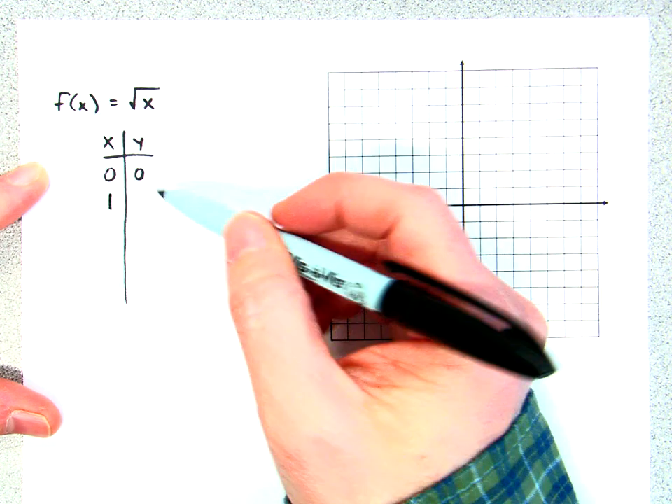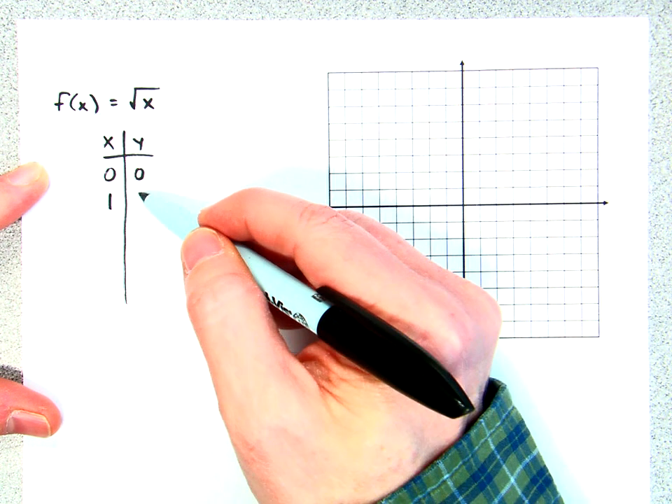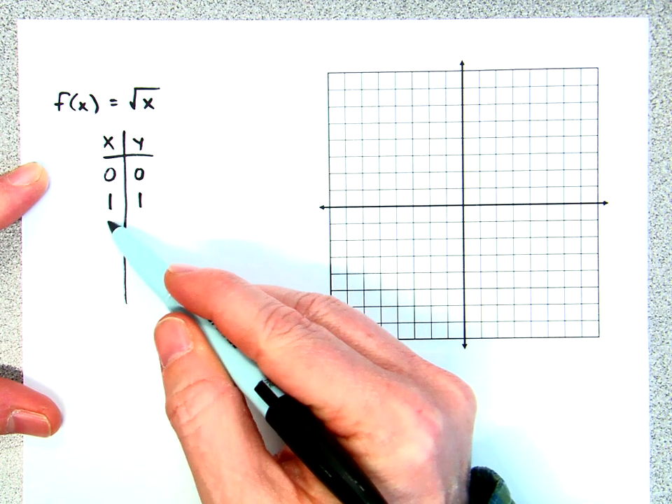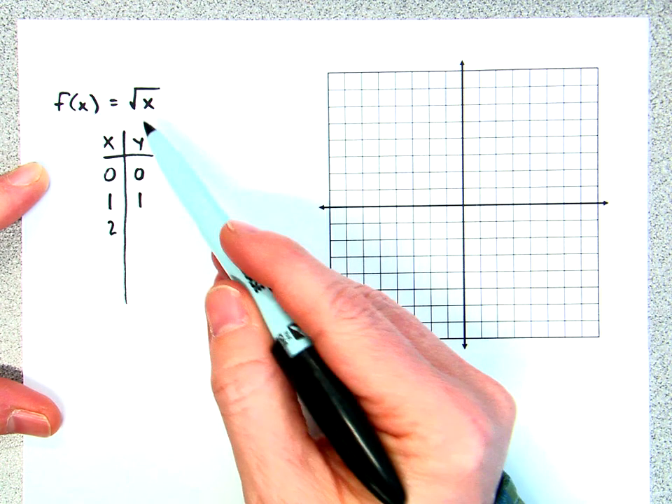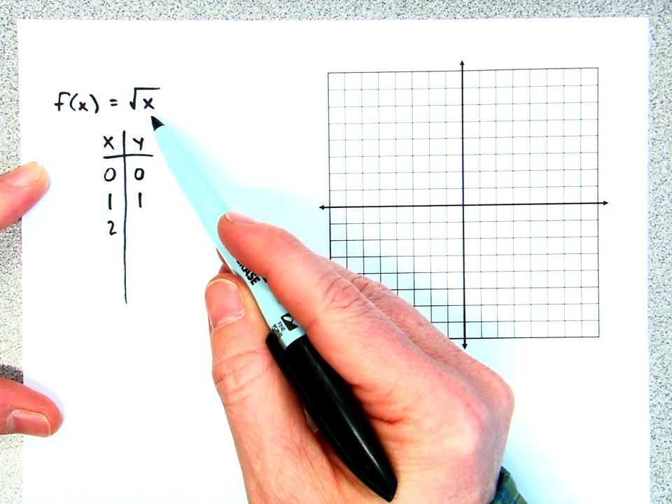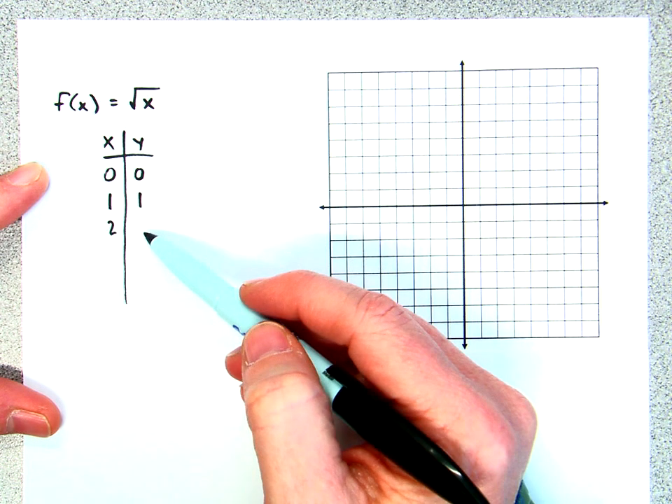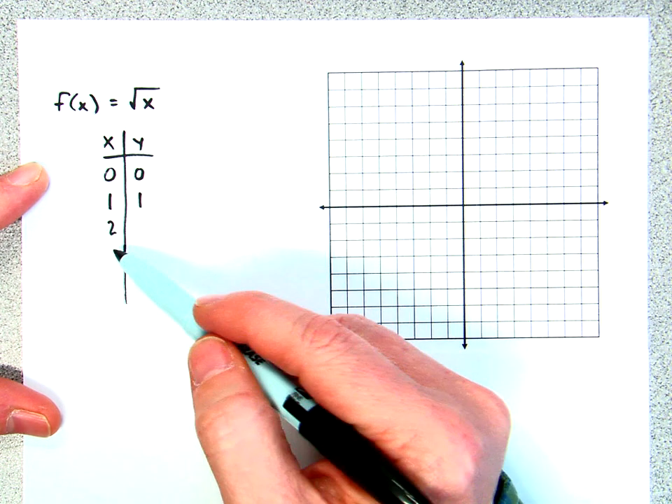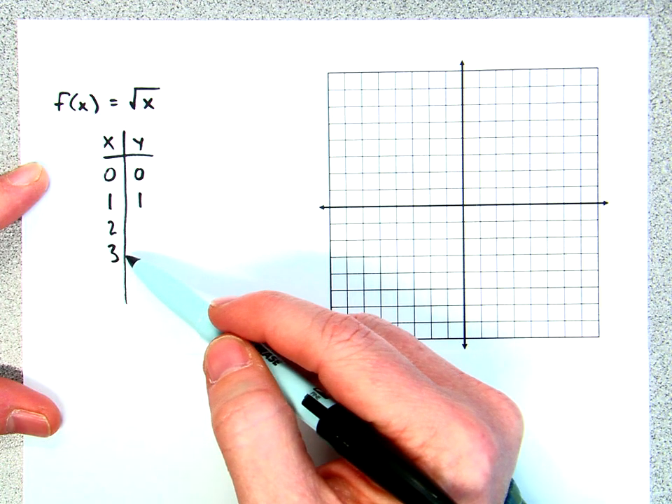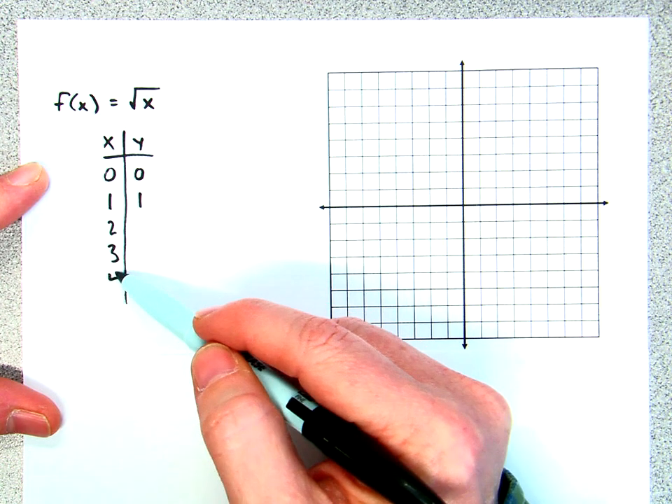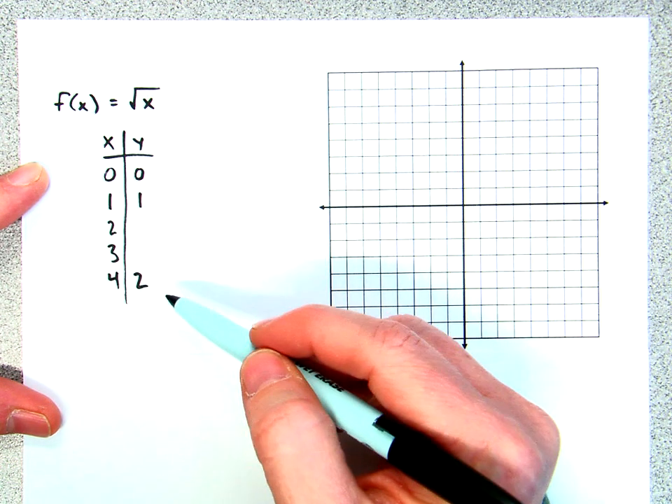We can pick 1, square root of 1 is 1. If we picked 2, square root of 2 is not a whole number. If we wanted to put it in our calculator and get some sort of decimal, we could. Same thing with 3. That's not any whole number. 4, square root of 4 is 2, right?